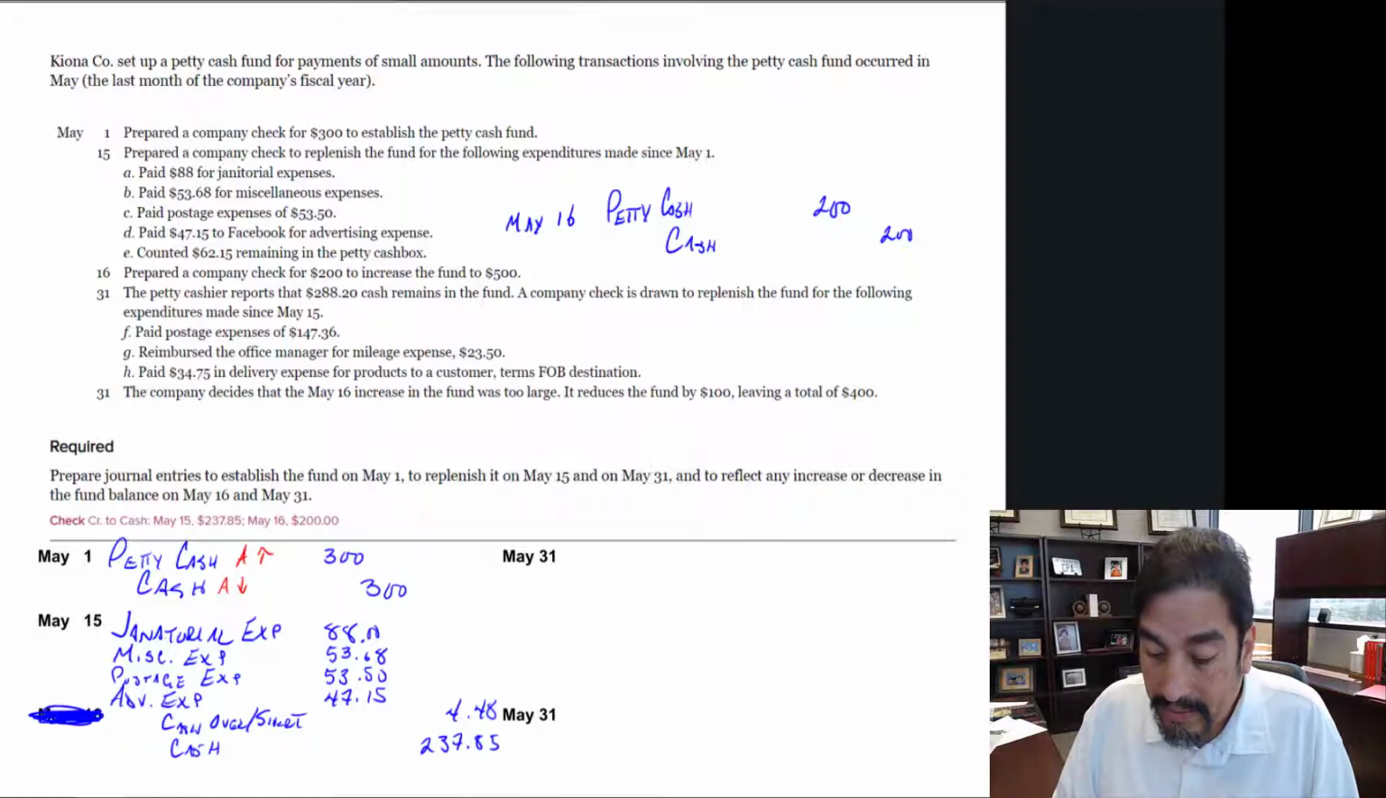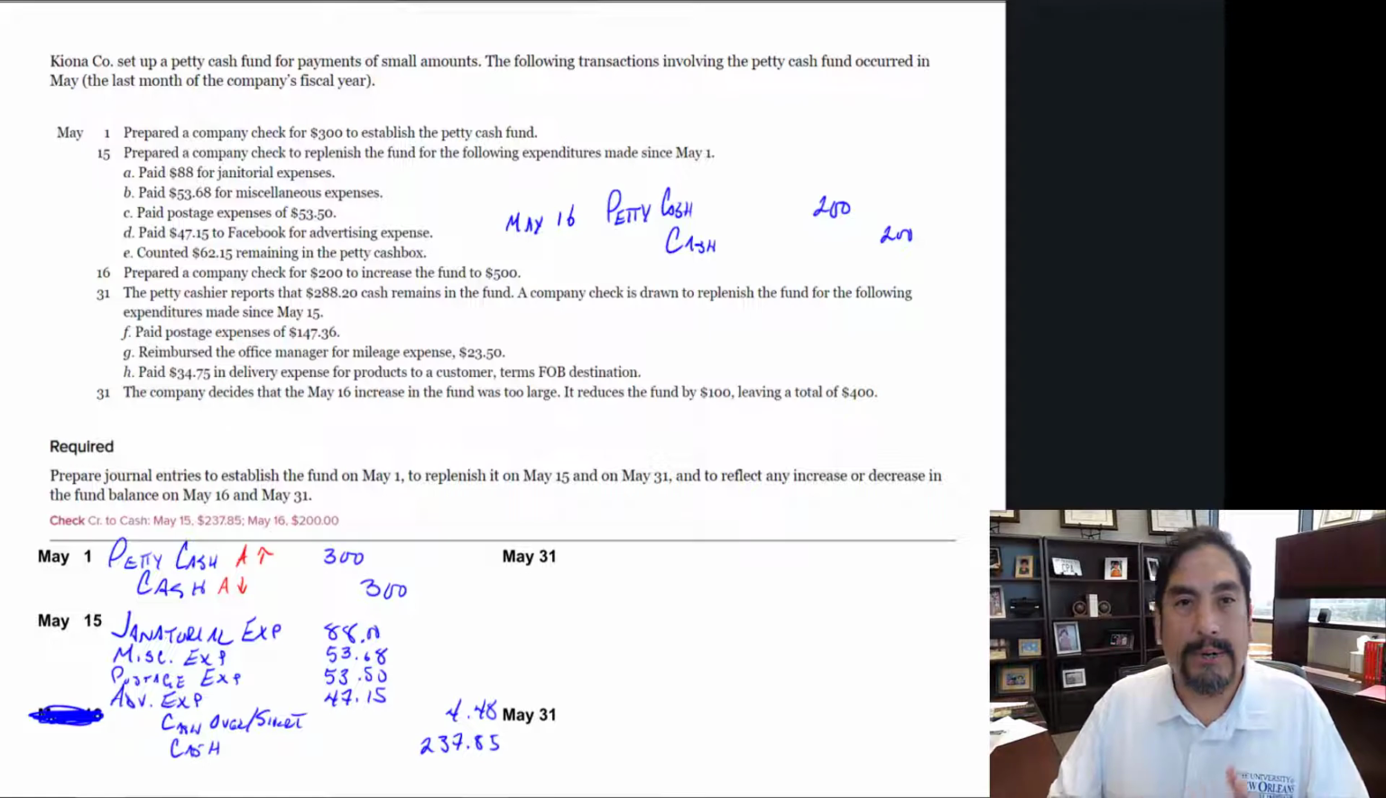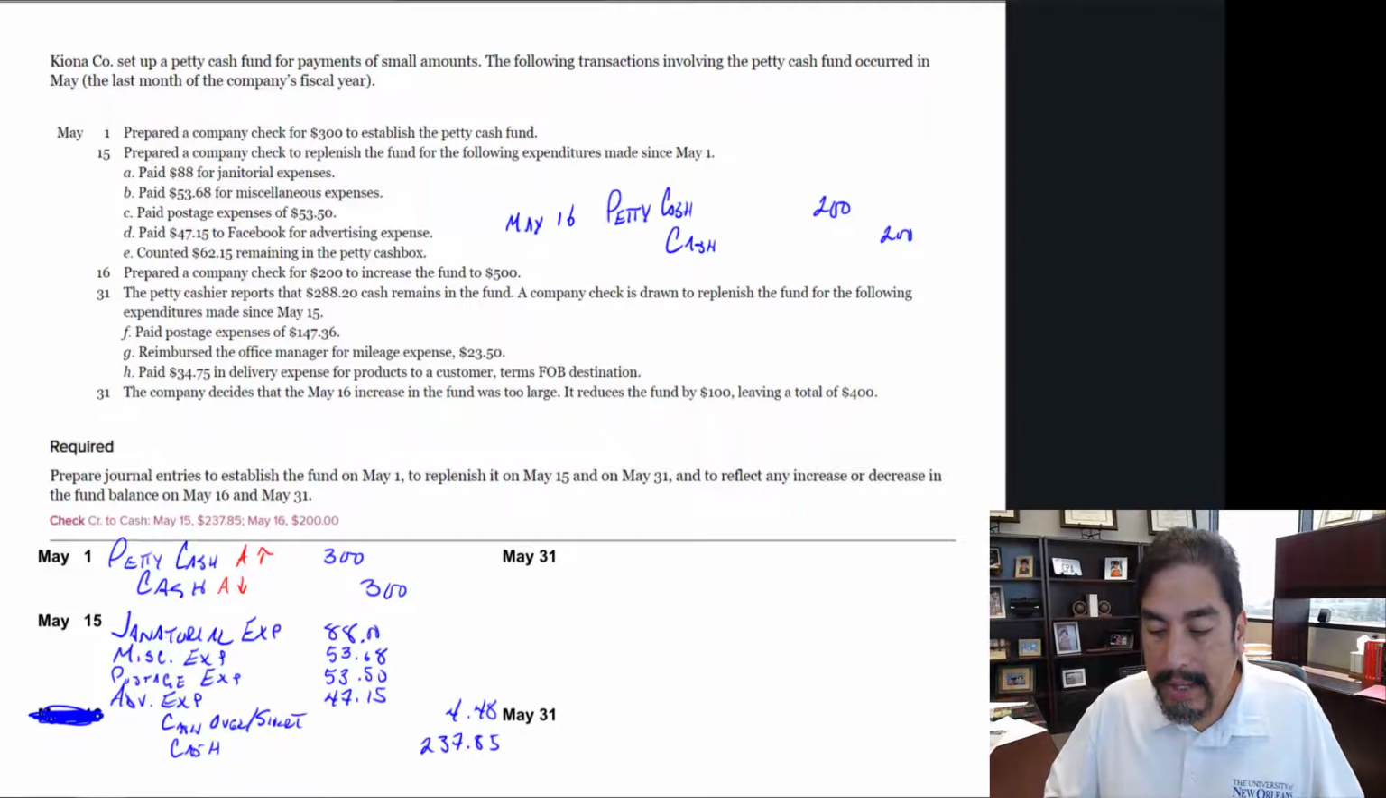Now, what do I have? May 31st. The petty cashier, so the person in charge of the petty cash box, reports that $288.20 is in the box. A company check is drawn to replenish the funds for the following expenditures. So procedurally, practically, what is going on is it's time to replenish.